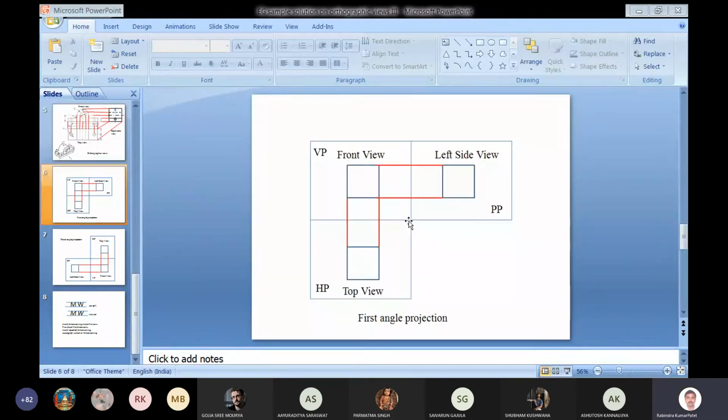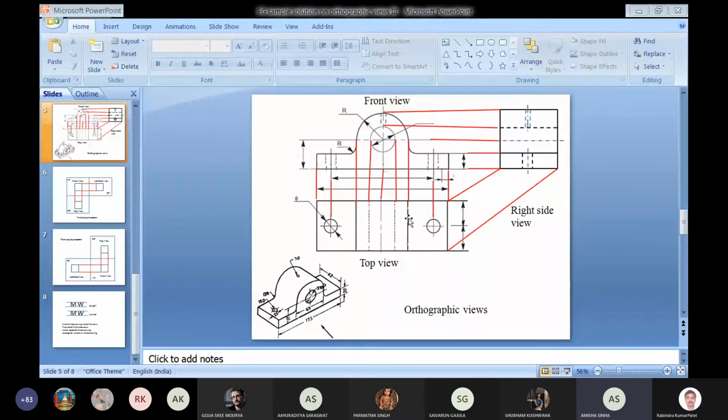Sir, in the slide before the fifth slide, why have we drawn the two continuous lines in the top view near the small circles? This continuous line and this continuous line. Yes, why?